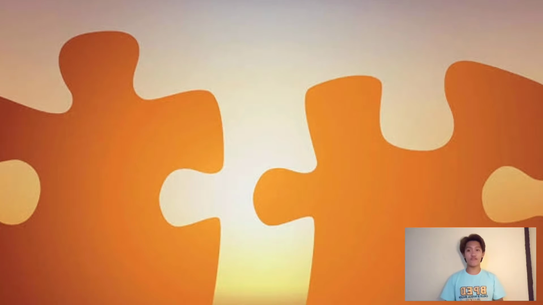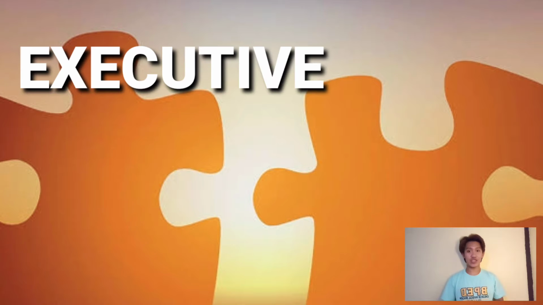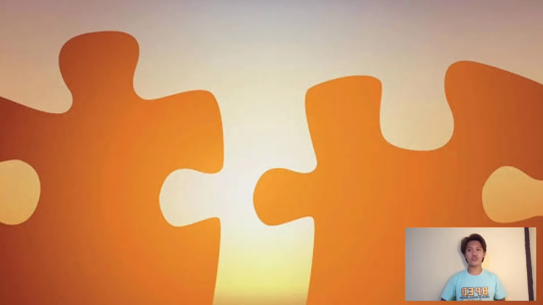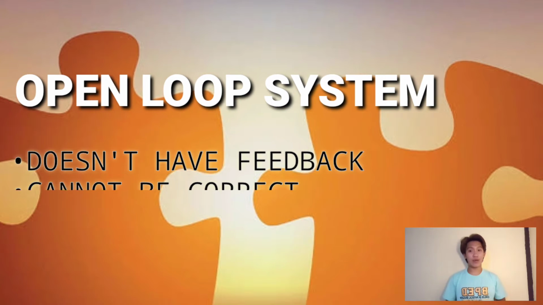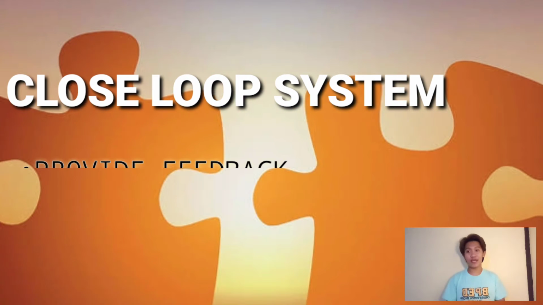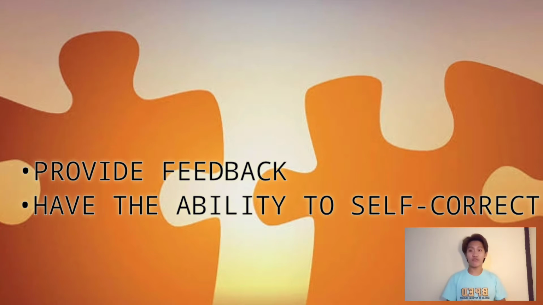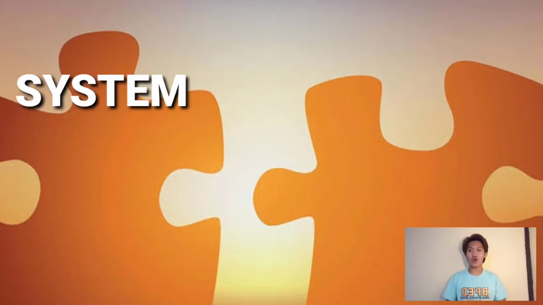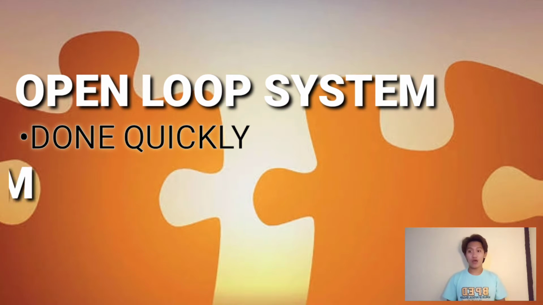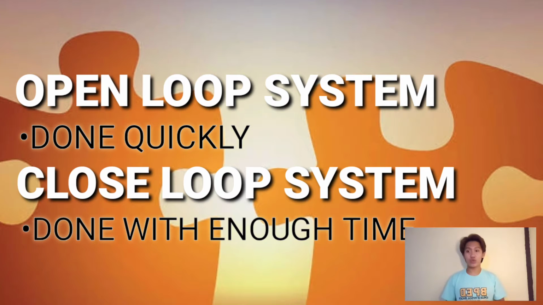An open loop system has two major components. These are the executive and the effector. In contrast between these two types of control system, an open loop system doesn't have feedback and cannot correct if there is a mistake, while a closed loop system provides feedback, often called feedback control systems. It also has the ability to self-correct if there is a mistake. Another difference: an open loop system is done quickly, while a closed loop system is done with enough time and even has feedback and time to fix the mistakes.